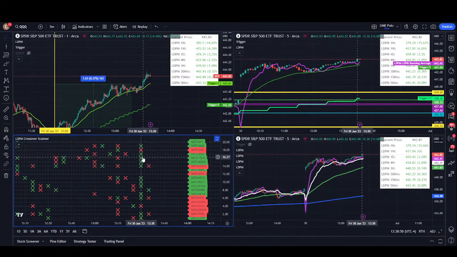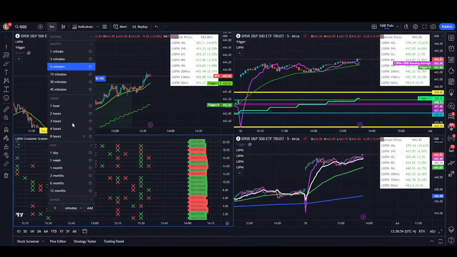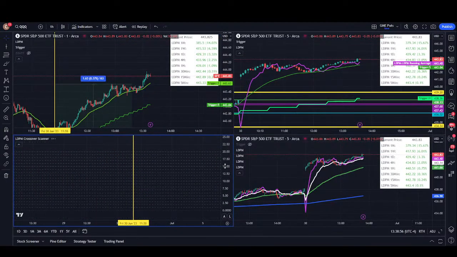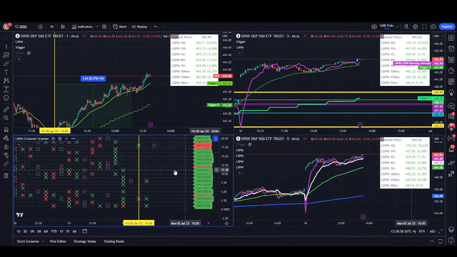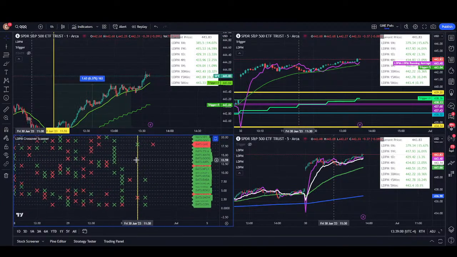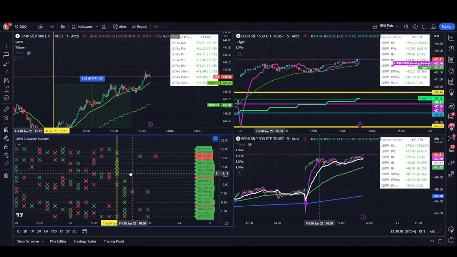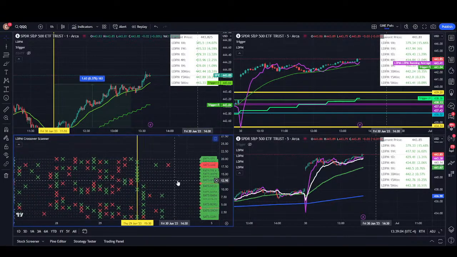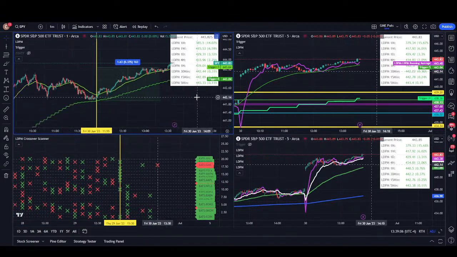That's funny. The LDPM scanner caught this push higher as well. See, we just hit my PT3. My STX sell level just got tagged. My PT3 was 443.91.